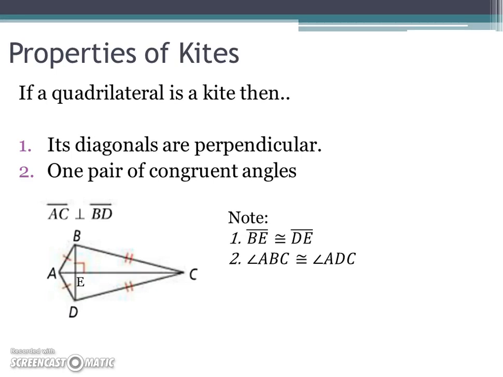Properties of a kite: its diagonals are perpendicular, and one pair of opposite angles are congruent. So in this, BE is congruent to DE, and angle ABC is congruent to angle ADC. Notice that angle BAD is not congruent to BCD just because those are completely different angles. So you've got one pair of congruent angles and diagonals are perpendicular.